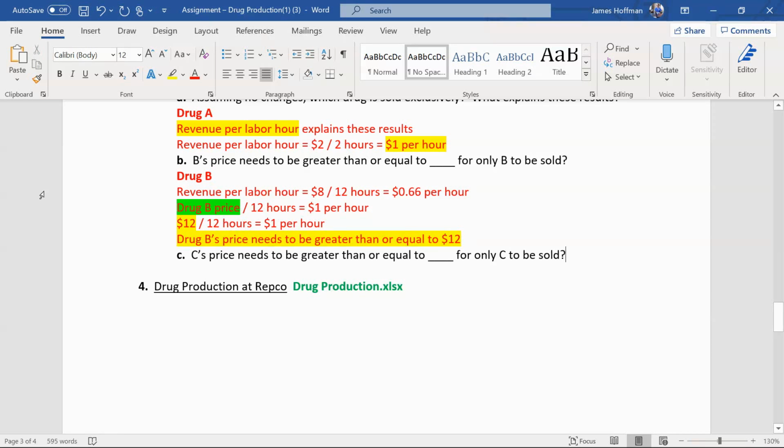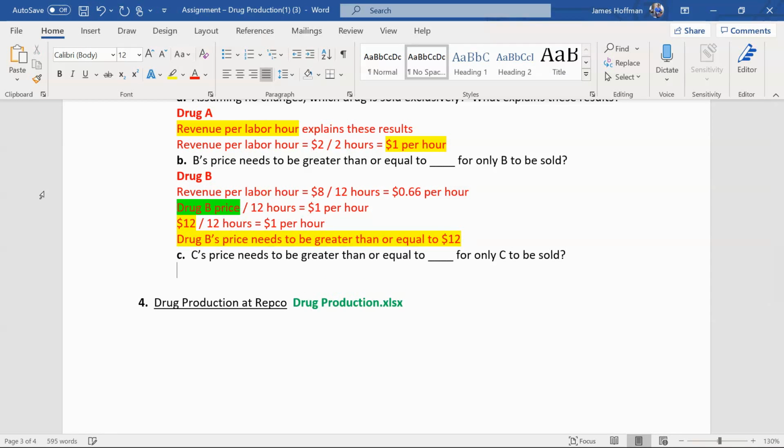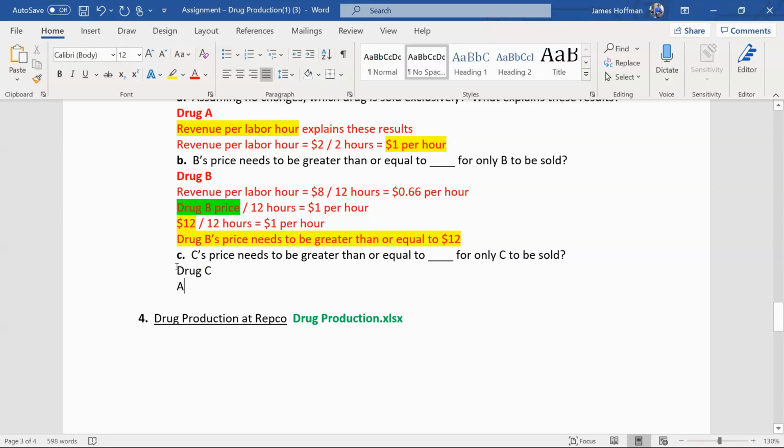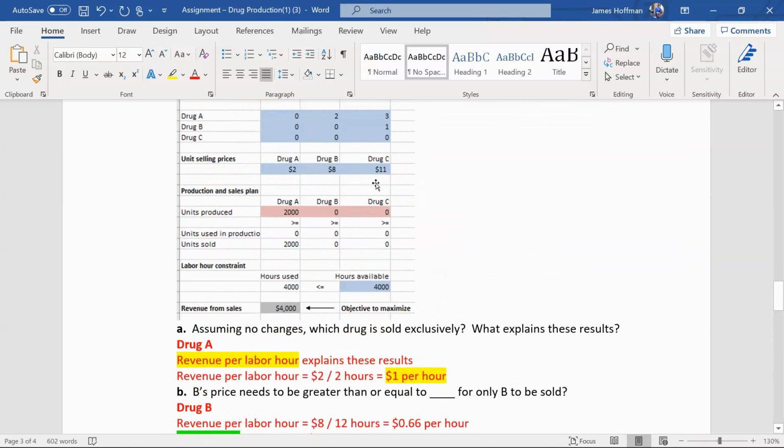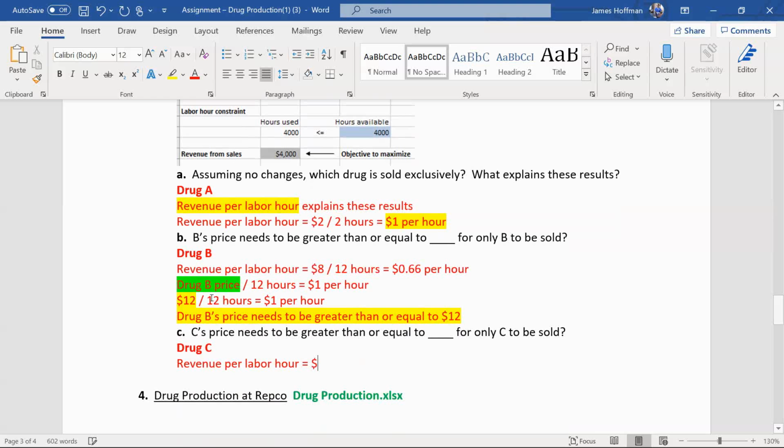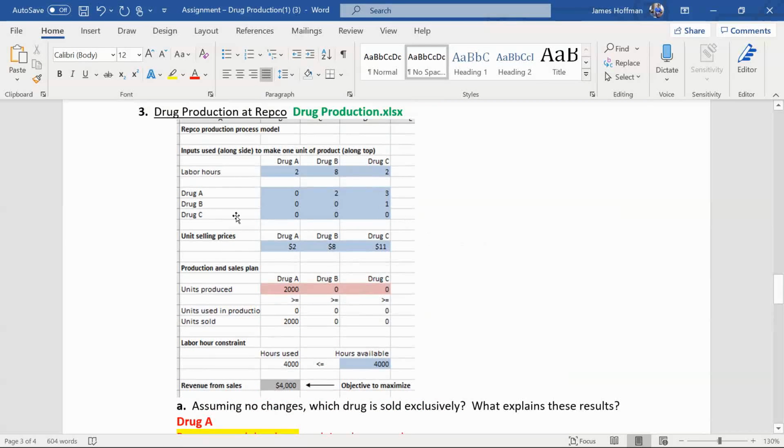Alright, so now let's see if we can figure out drug C, which is probably a little more complicated, but let's start with the current revenue to labor hours, yeah? So first of all, the price of drug C is $11 right now, yeah? Okay, and your question was how many hours does it take to make drug C? So what do you think it is?